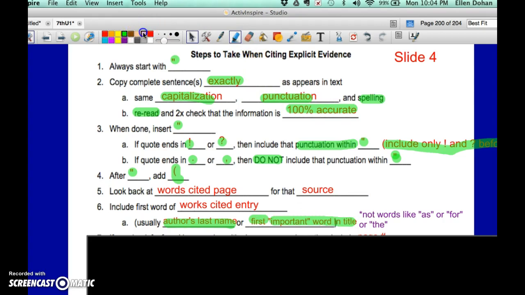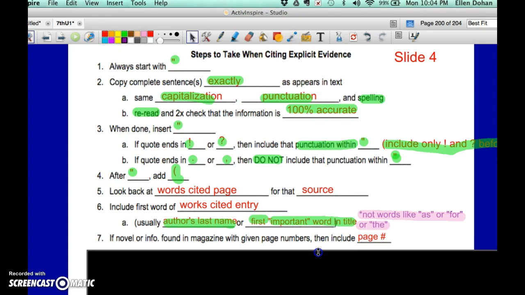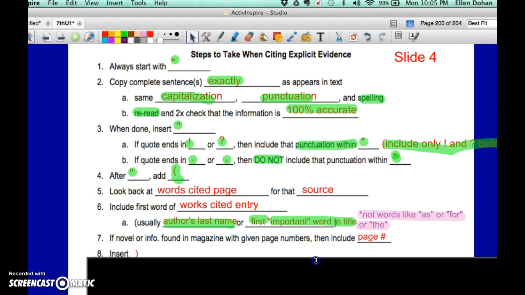And this part is important to note because it does impact some of our works cited for this essay. So you're going to include important words. These do not include words like as or for or the. In other words, the words that are really meaningful to that title. Okay, so if the novel or information is found in a magazine with given page numbers, then we would include the page number next. However, in our case, we won't because we don't have page numbers.